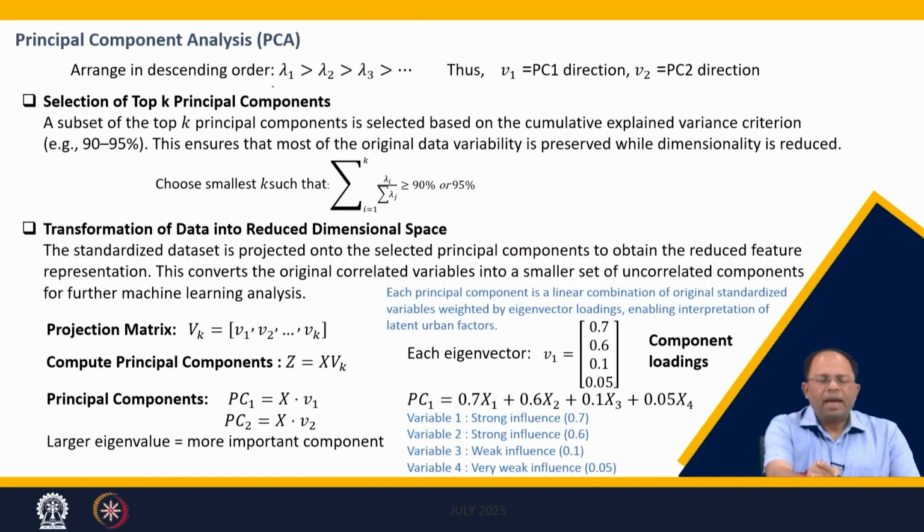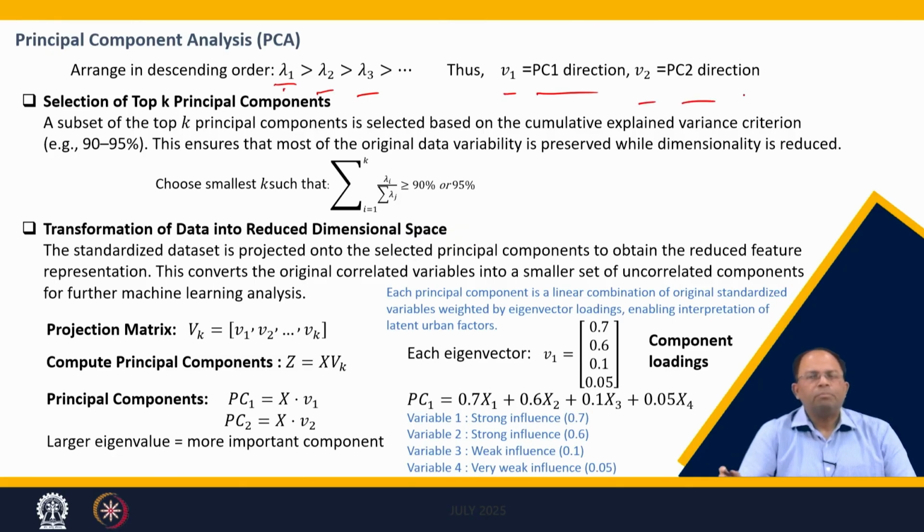So as you can see, we have arranged the eigenvalues in descending order, lambda 1, lambda 2, lambda 3, and for each of these we also have V1, V2, which is the PC1 direction and PC2 direction. So the next step is to select the top k principal components. And how do I do that? We choose the smallest value of k such that the summation for i equal to 1 to k of lambda i divided by the sum of lambda j is at least 90% or 95%, right?